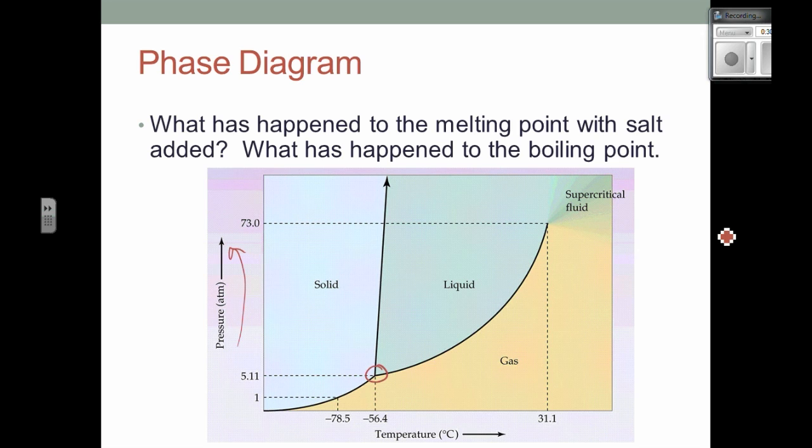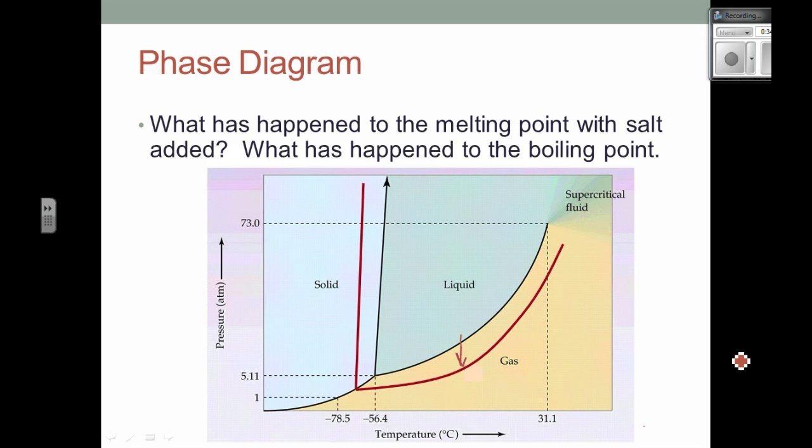So you know what happens to the boiling point? Boiling point increases. What happens to the freezing point? What happens to the vapor pressure? Here's the answer. What happens to the vapor pressure of the liquid? We talked about colligative properties. What happens, Carlos? The vapor pressure decreases. So here's the decrease in vapor pressure.